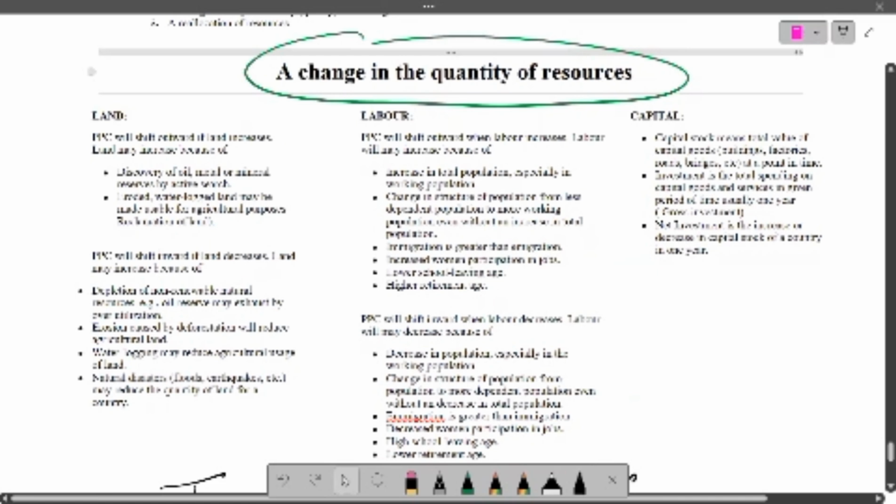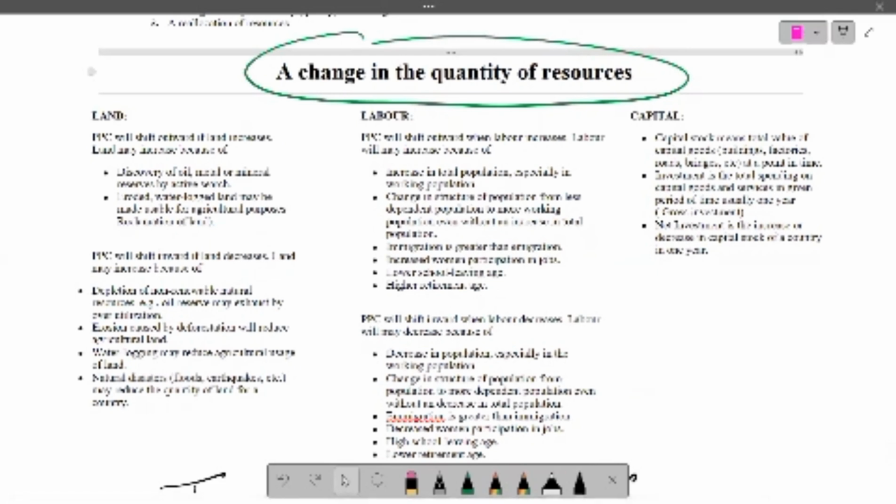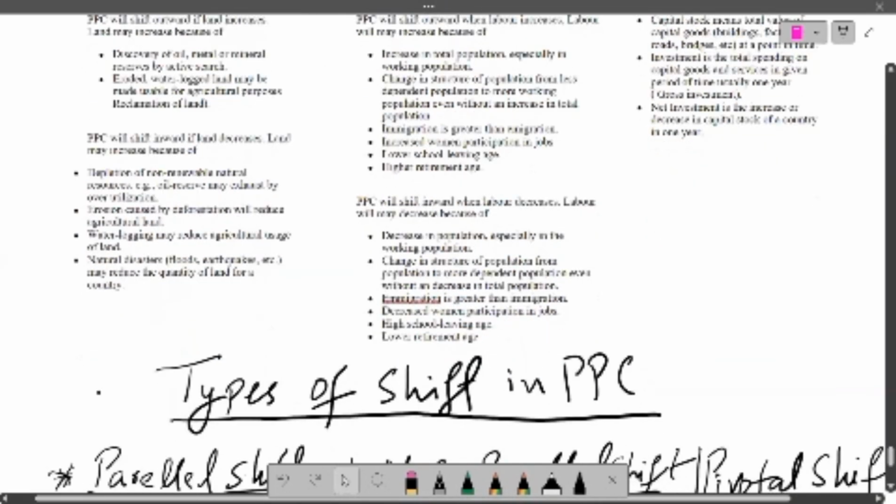Regarding capital, the capital stock means the total value of capital goods like buildings, factories, roads, bridges, etc. at a point in time. So these are the changes due to which the PPC will shift towards the right side.